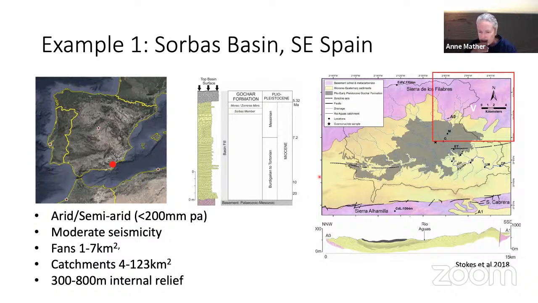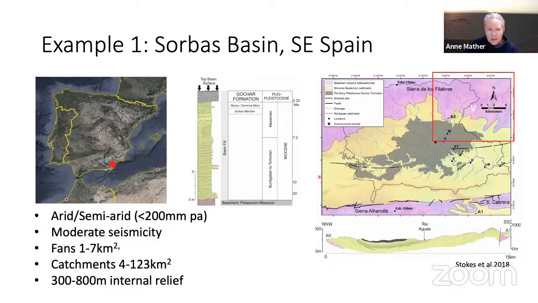Over on the right here, we have a schematic from a recent paper in a volume, which shows the overall Sorbas Basin itself. The red square in the top right is the area that I'm going to zoom in on and concentrate on. It's really sediments that were deposited in the final stages of basin fill, where we've got remnants of the morphology left, as you'll see in the next slide, but also the sediments left within the final basin fill that we can use.